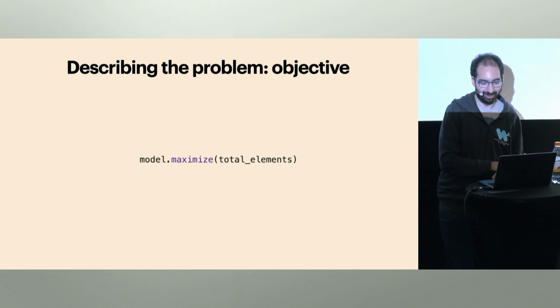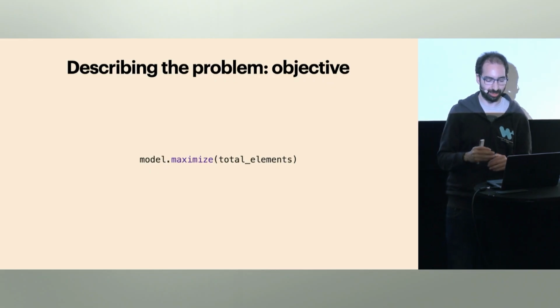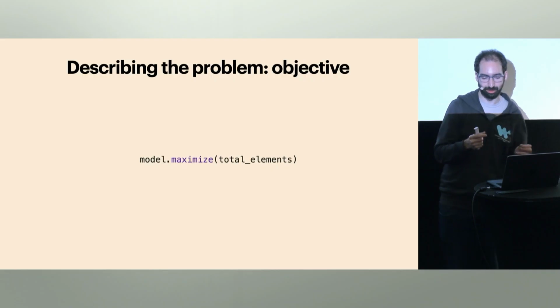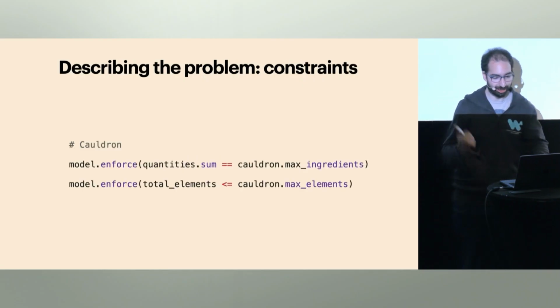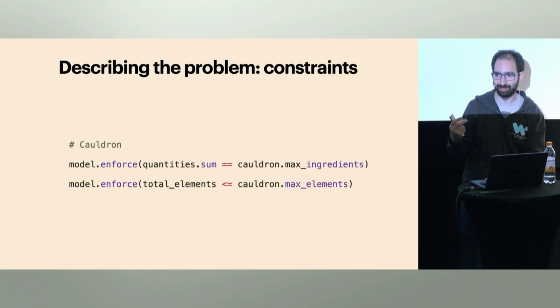And what else? So you still have to describe the constraints. So you want, for example, the sum of the quantities to be under the max elements of the cauldron and the max ingredients. How do you write this? It's the same. You can totally read this. It's almost like magic that you can actually write this.